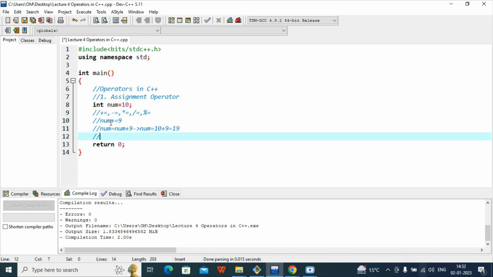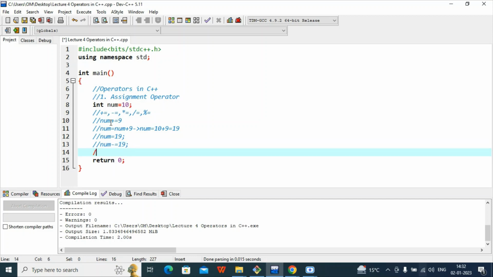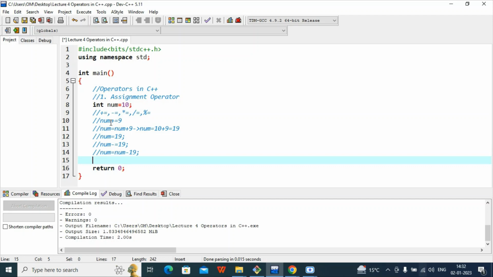Second assignment operator is minus equals to. Suppose your num now becomes 19. Now how will you apply minus equals to on this? Num minus equals to 19. What will you get? How will you expand it? Num equals to num minus 19. So what is your num?